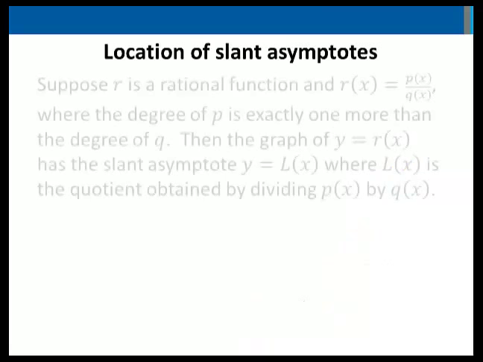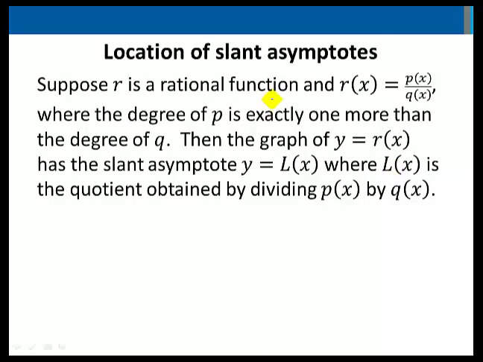Location of slant asymptotes. Suppose r is a rational function and r of x equals p of x over q of x, where the degree of p is exactly one more than the degree of q. Then the graph of y equals r of x has the slant asymptote y equals L of x, where L of x is the quotient obtained by dividing p of x by q of x.